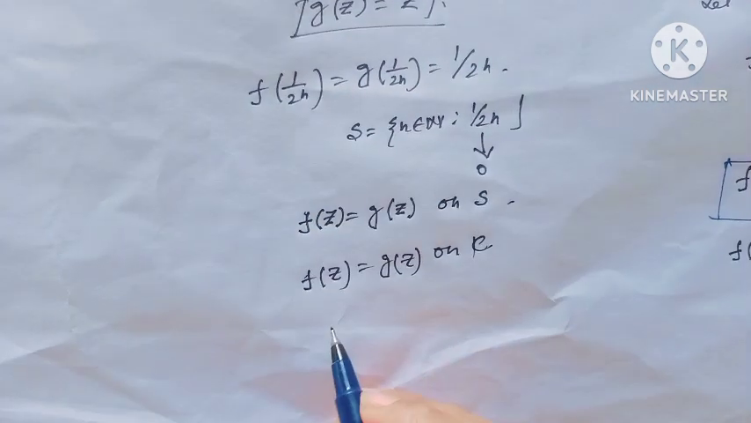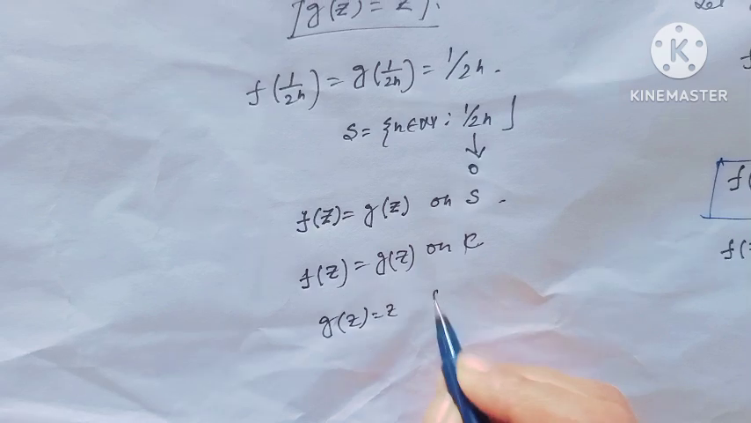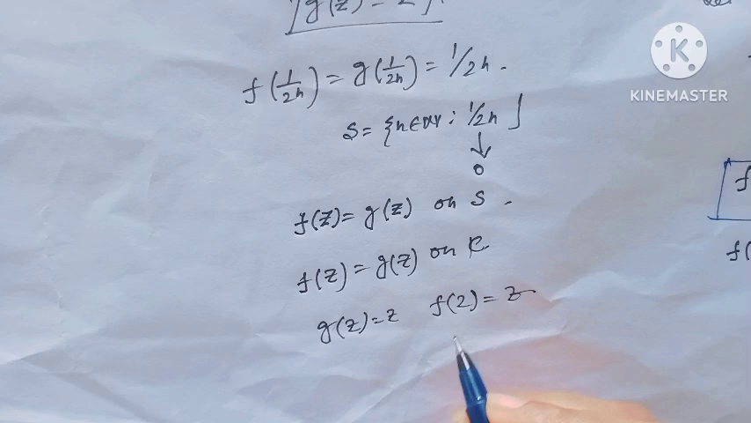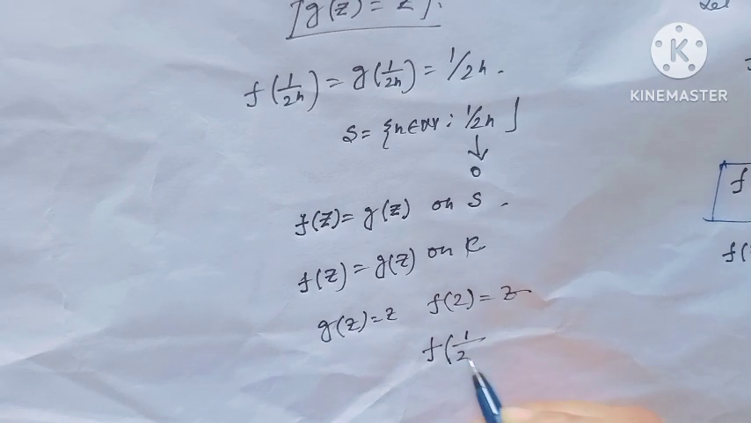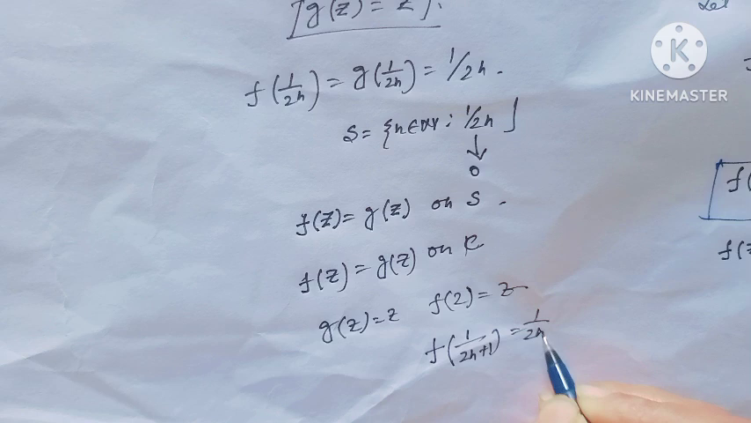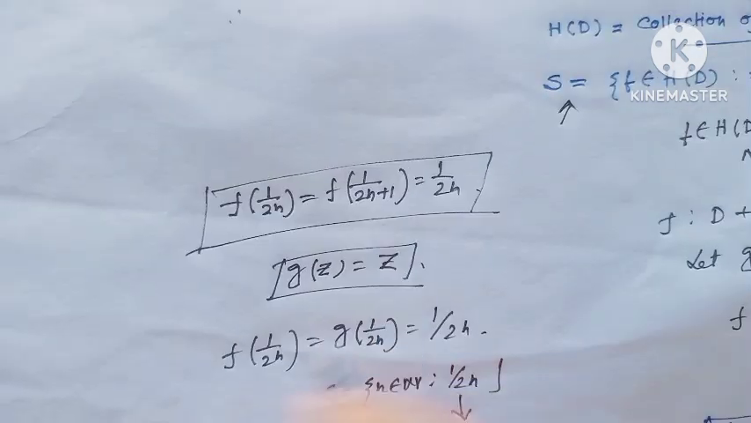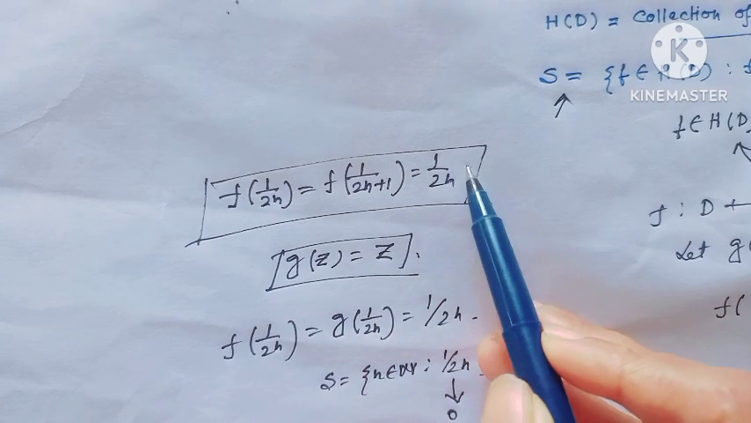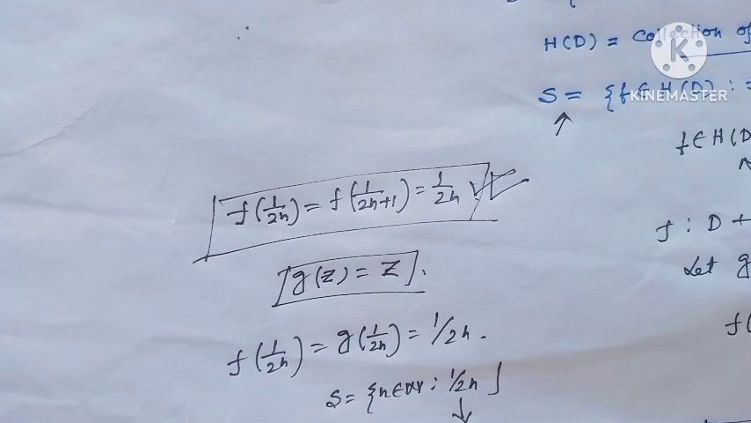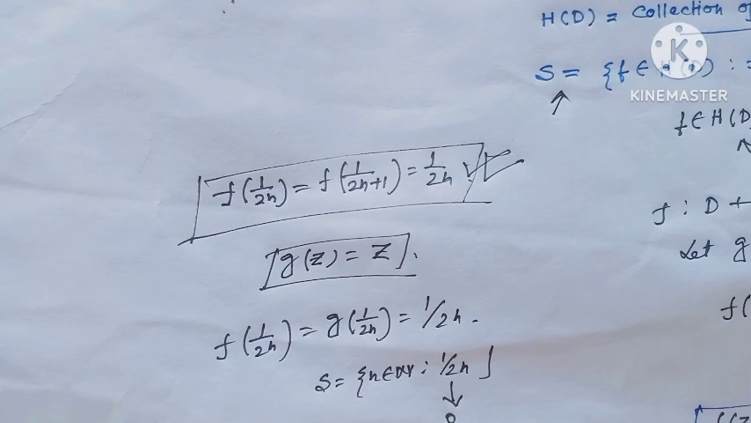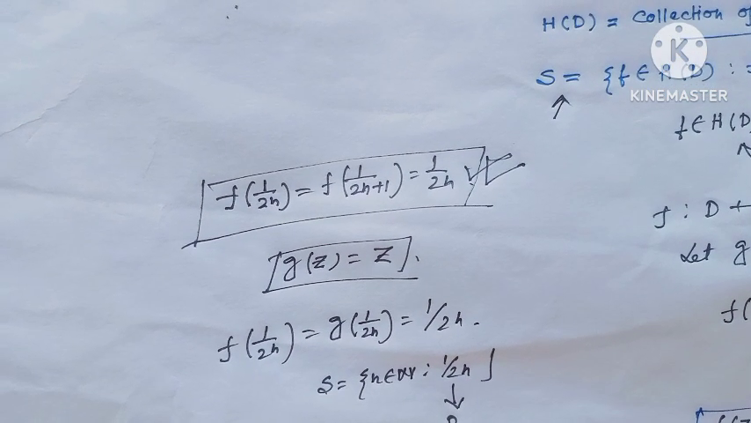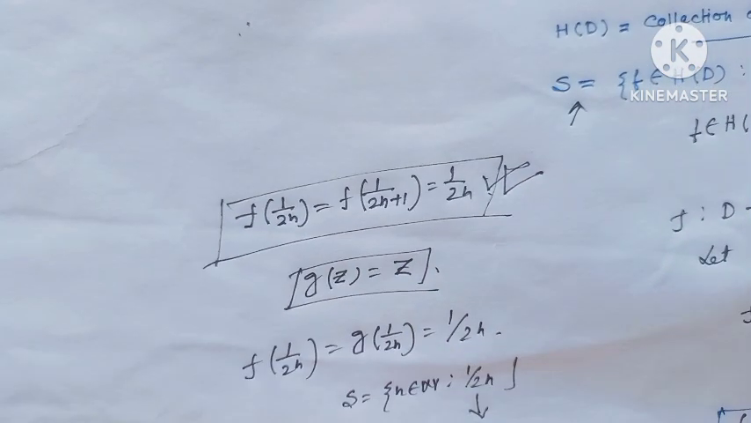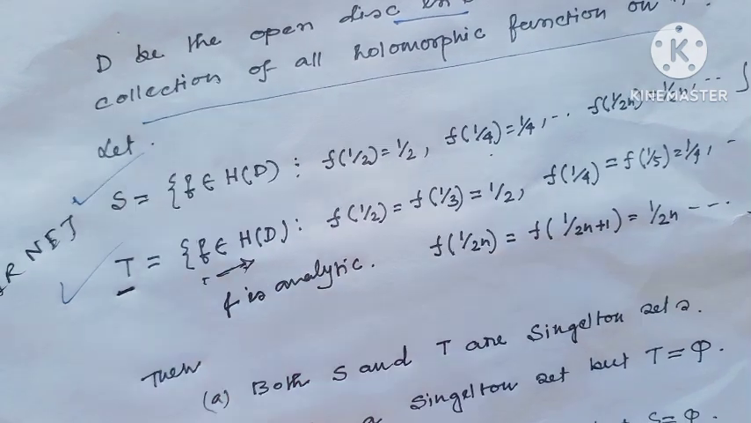But here I have considered g(z) equal to z. That means f(z) equals z. If f(z) equals z, then f(1/(2n+1)) would be 1/(2n+1). But in the question it is given that f(1/(2n+1)) equals 1/2n. That means by the identity theorem we can tell this type of function cannot exist.